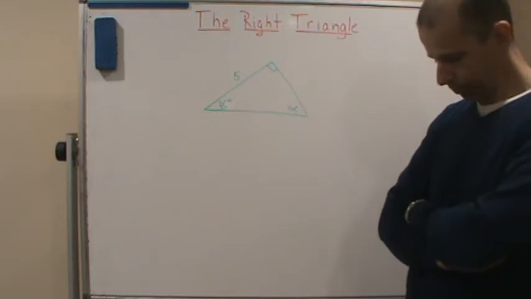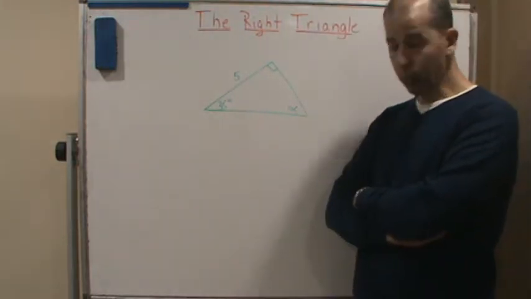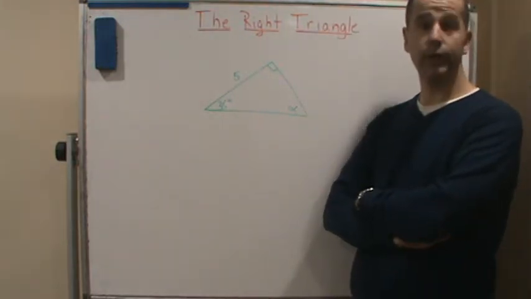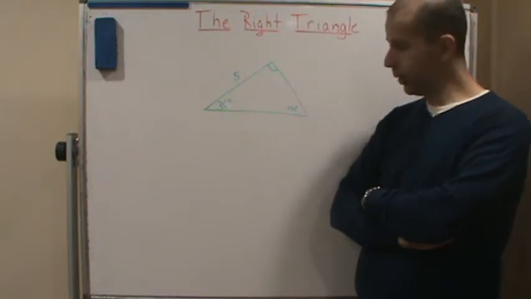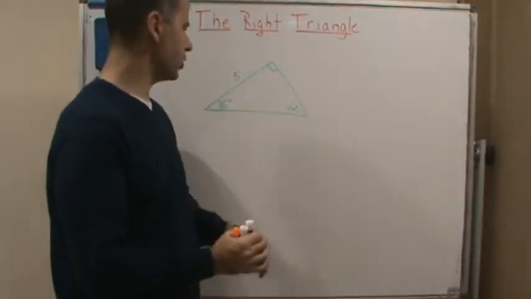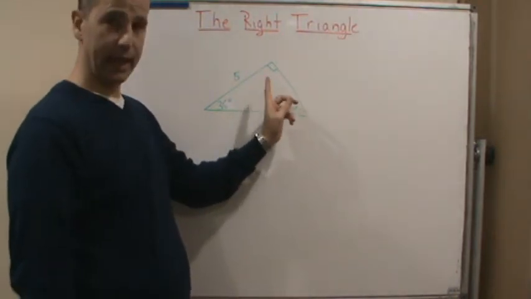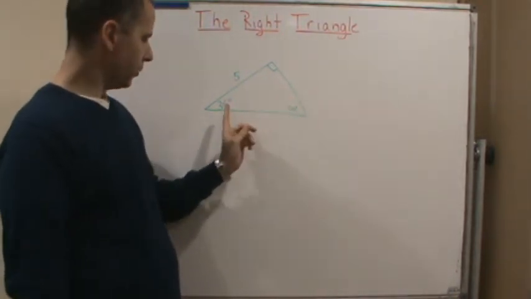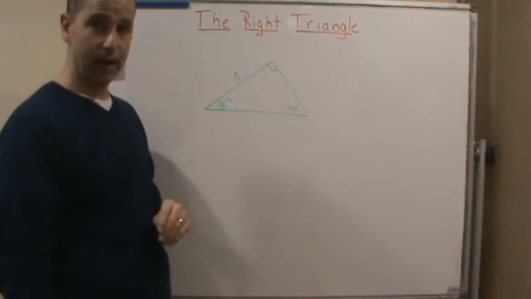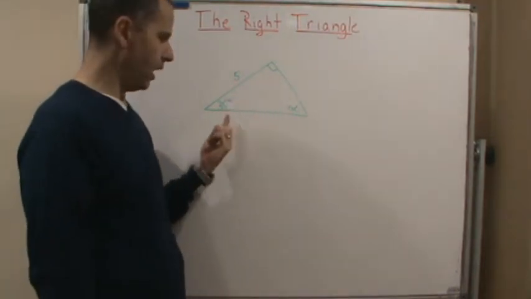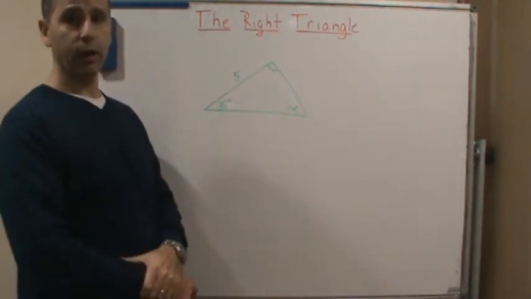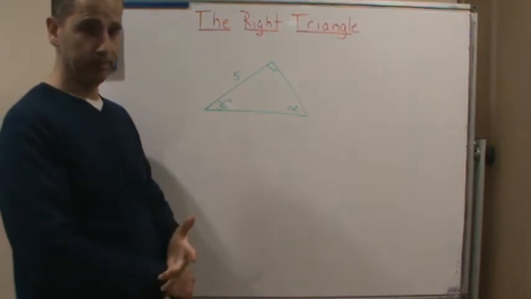And then we're going to use what we know to solve for the other 3 parts. So one of the things we're going to use is the fact that in a right triangle, we have a 90-degree angle. And so the other 2 angles must add up to 90 degrees. So that means the other 2 angles are going to be complementary. They have to be. Okay.